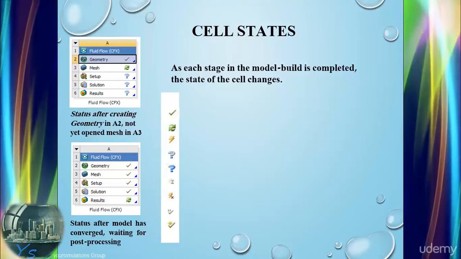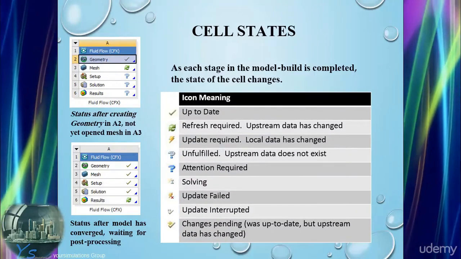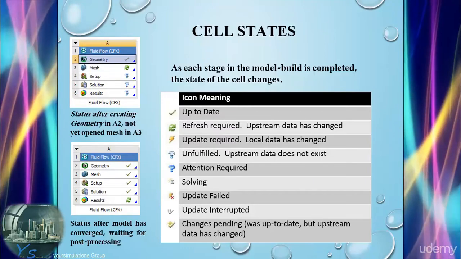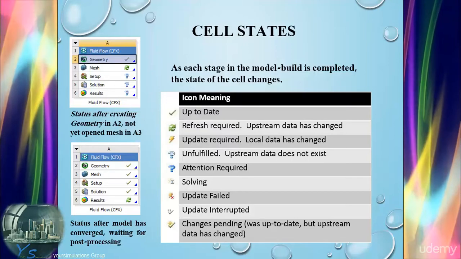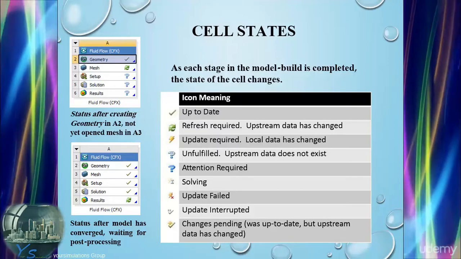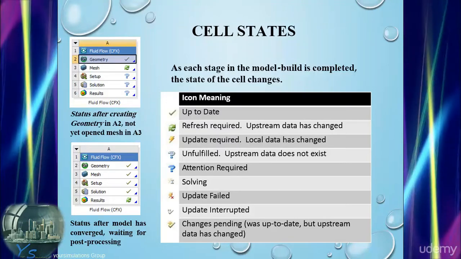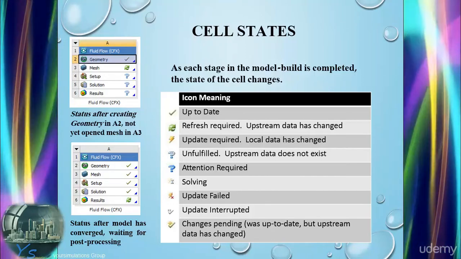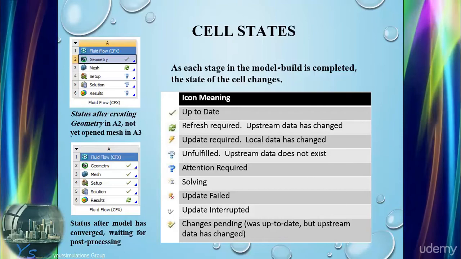The green tick next to a particular element of a simulation system indicates that that particular part is up to date and needs no further user attention. If there are double green arrows, as in the second item listed here, it indicates that a refresh of that particular element is required. For example, the upstream data has changed.